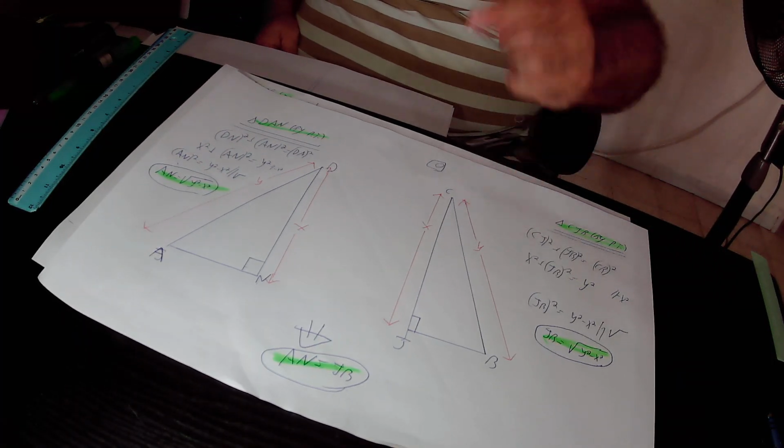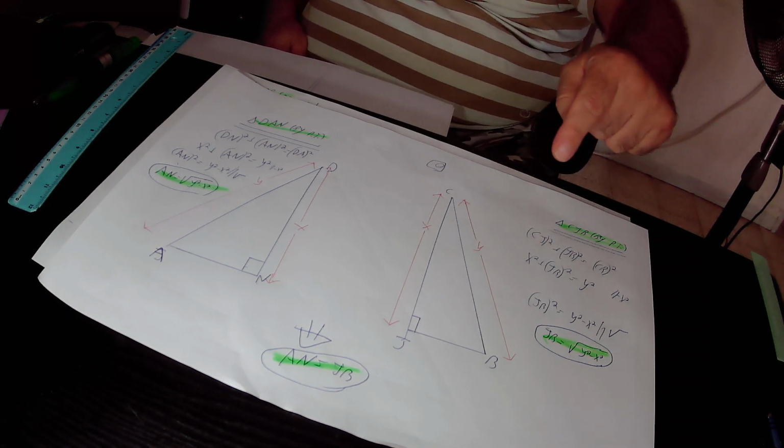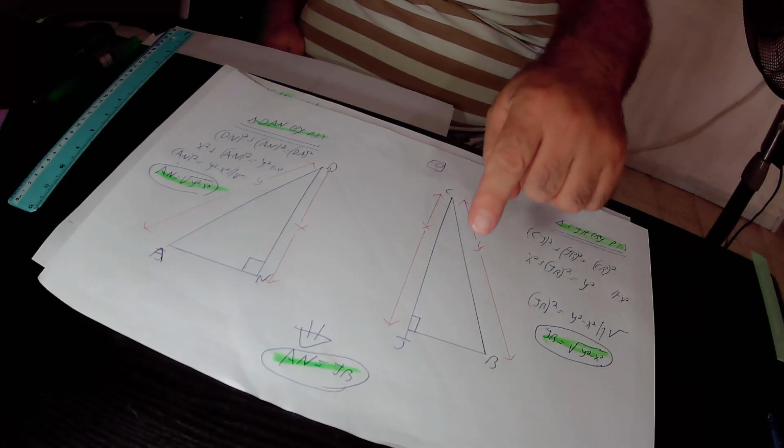We repeat the same process here, in the right triangle CJB. According to the Pythagoras theorem, y squared equals x squared plus JB squared.